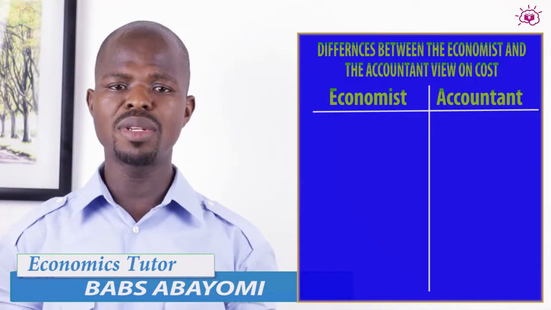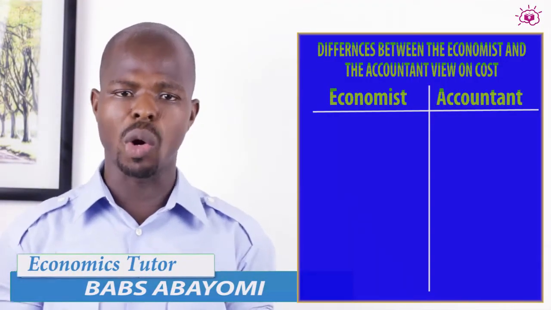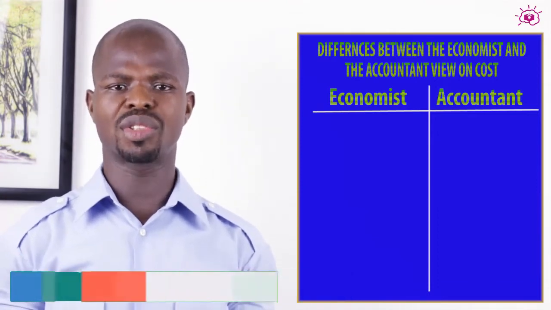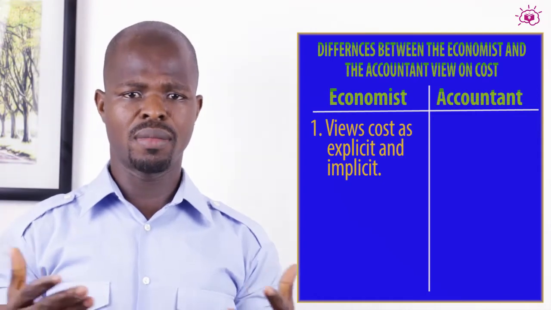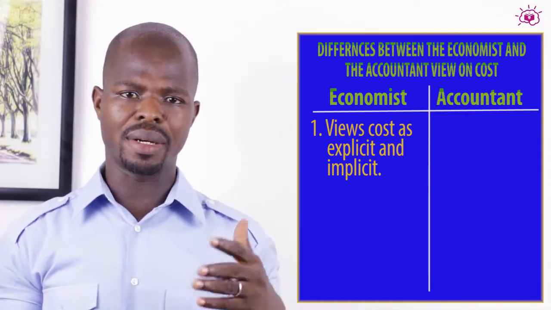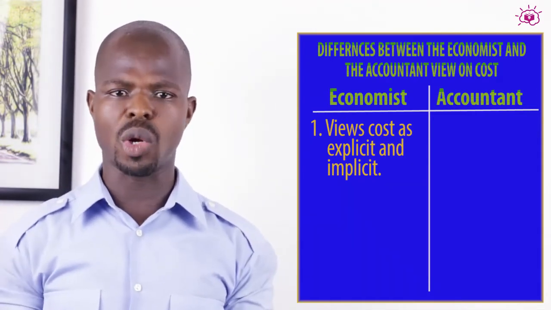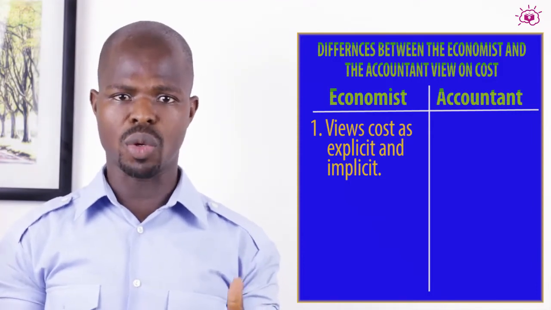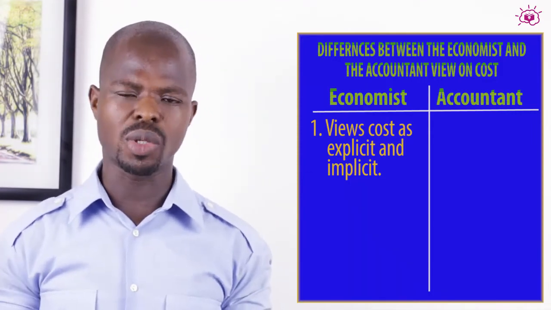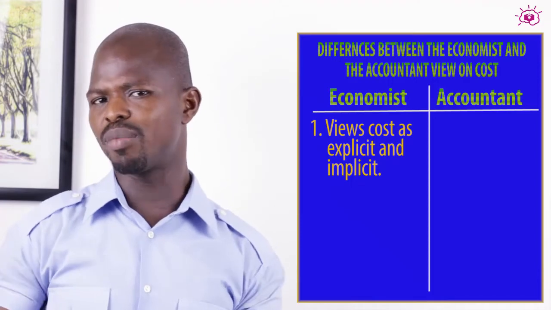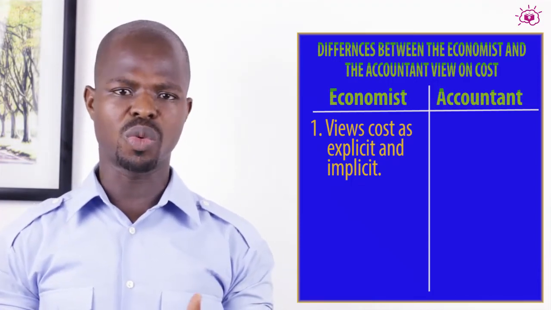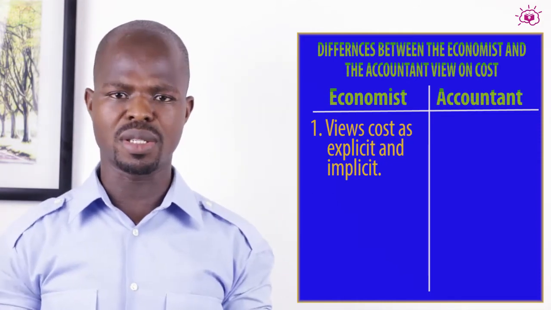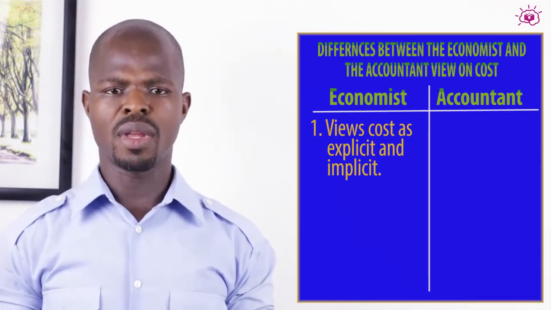Next is the distinctions between the economist view of the term cost and the accountant view of cost. According to the economist, cost is viewed from the angle of explicit and implicit cost. That is, the economist views cost as explicit and implicit cost. It looks at the cost of every input into the business and what goes out as expenses, which we mean by explicit and implicit cost.